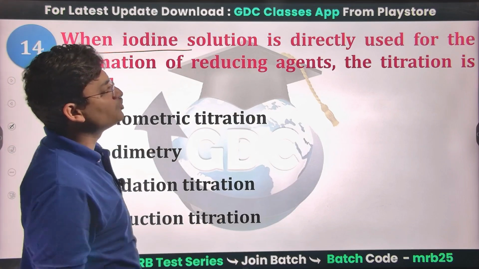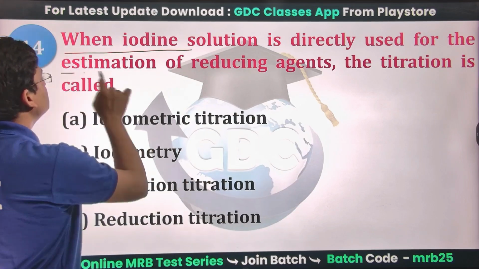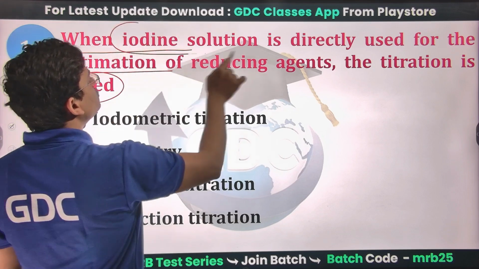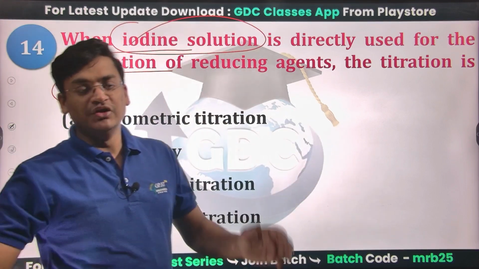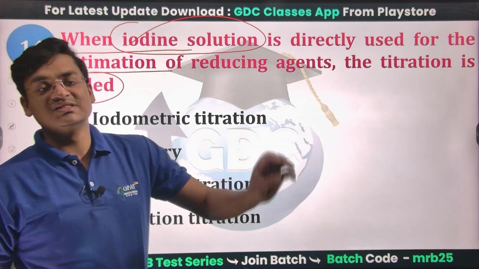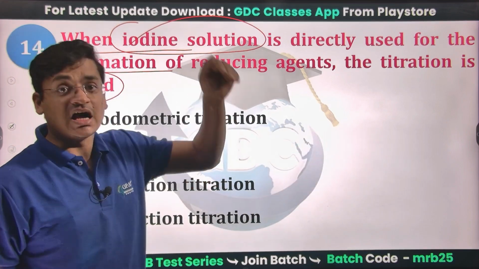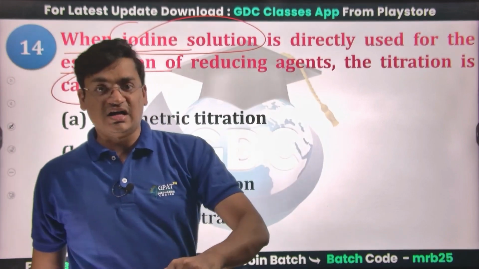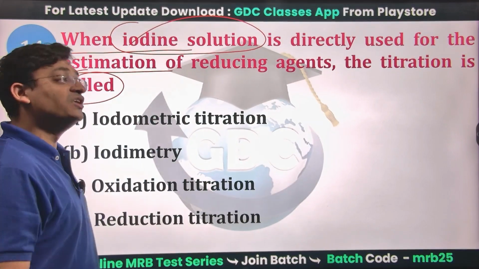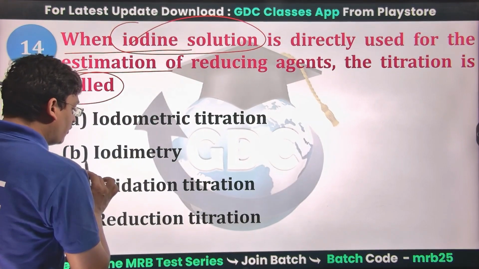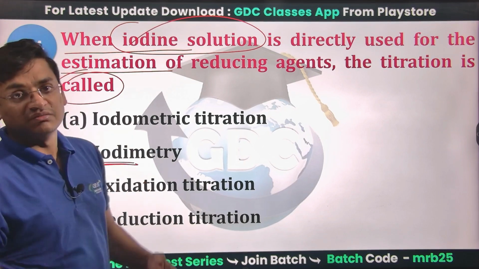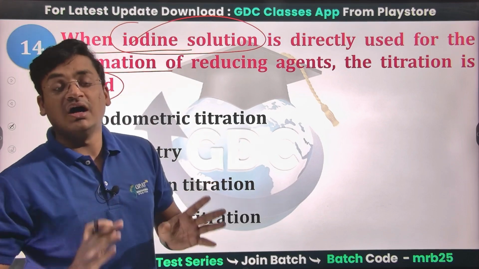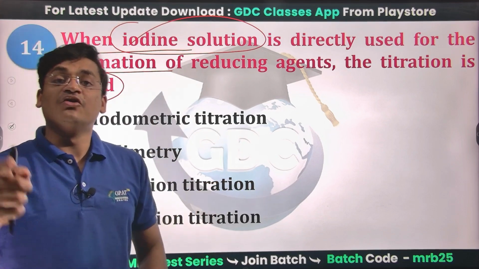When an iodine solution is directly used for the estimation of a reducing agent, the titration is called. Iodine solution is directly used. So when we directly use iodine solution, iodine is actually reacting; you can see that iodine is inside the reaction. This is known as iodimetry. But when we use some compounds or solutions where iodide is oxidized to form iodine, this is iodometry.